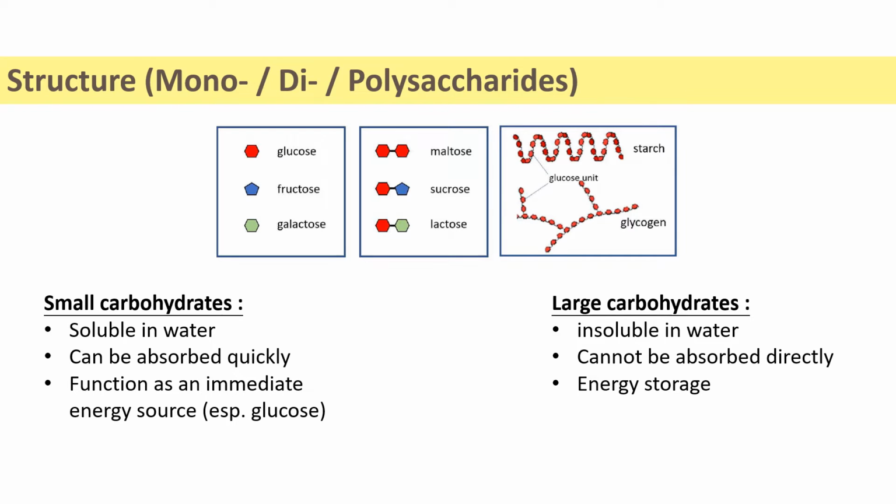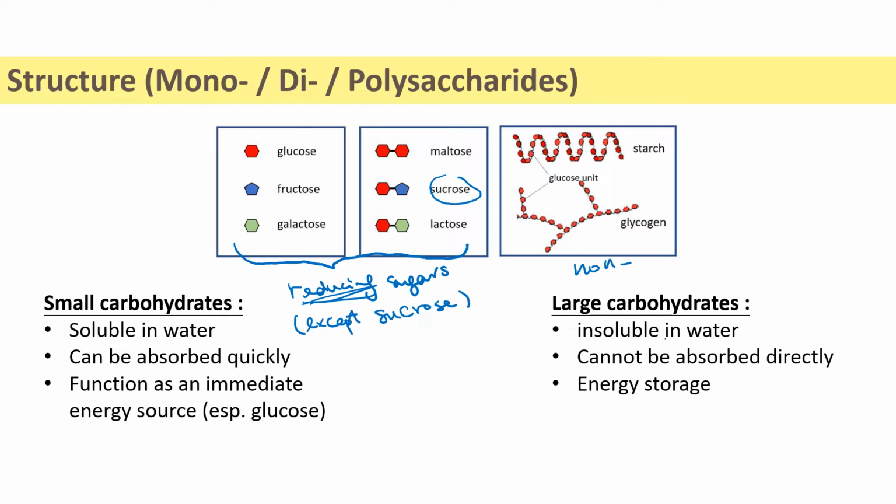Another property, but unrelated to their size, is their chemical property. Now, for monosaccharides and disaccharides, they are all reducing sugars, except sucrose. Okay, except sucrose. This is important because these chemical properties allow us to do tests in the lab to test for their presence. So knowing that they are reducing is important for the food test later on. Polysaccharides are not all non-reducing.